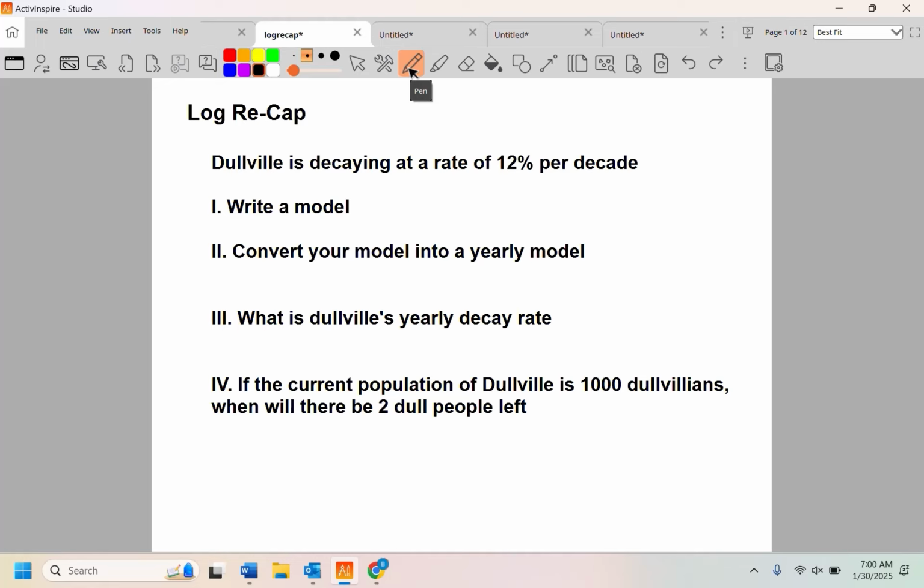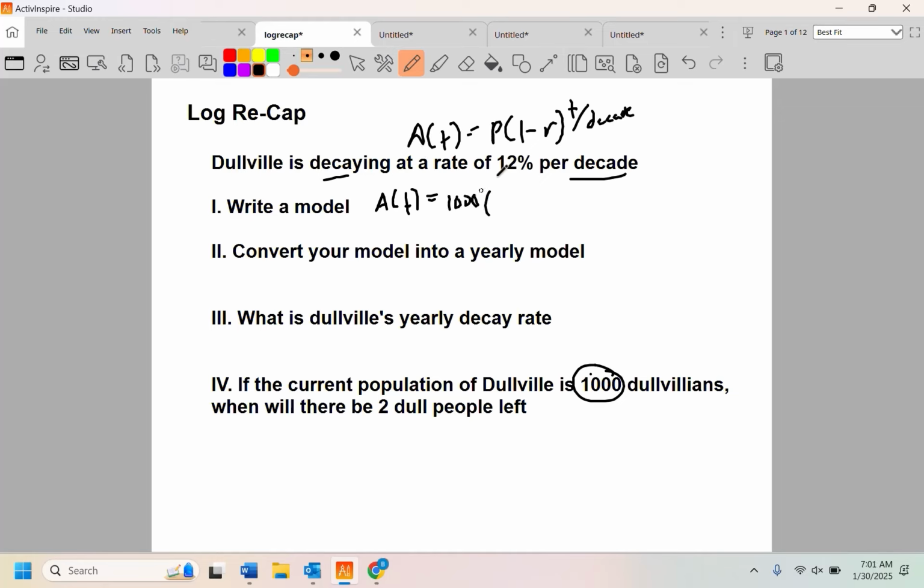So we have Dullville decaying at a rate of 12% per decade because it's dull. You're supposed to write a model, and since I see decay, I'm going to be using the formula for decay, 1 minus r to the t. Now, because it's per decade, it'll be per decade, okay? So after some time passes, the population of Dullville is its principal, which is actually down here, 1,000 times 1 minus 0.12 to the t over 10, because there's 10 years in a decade.